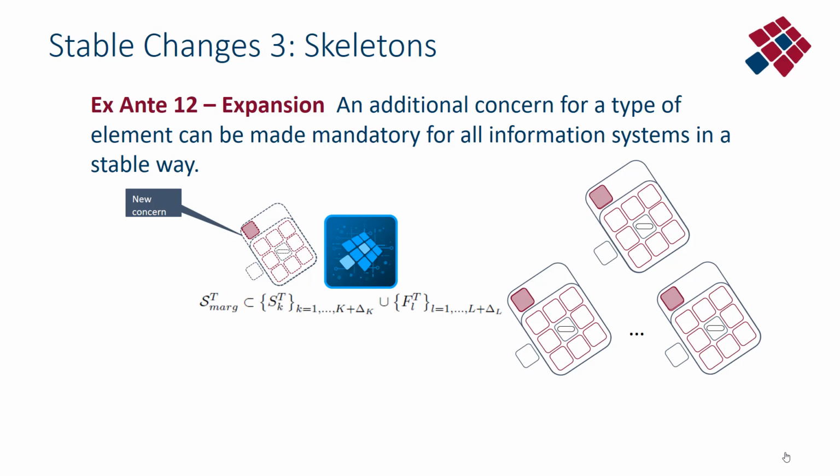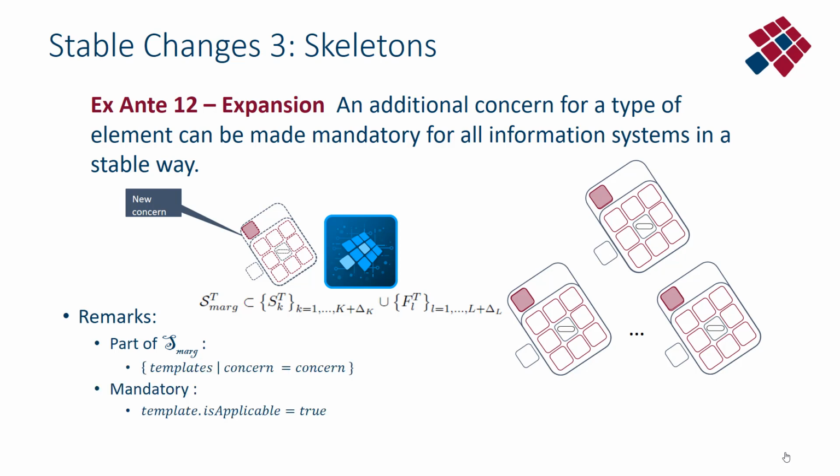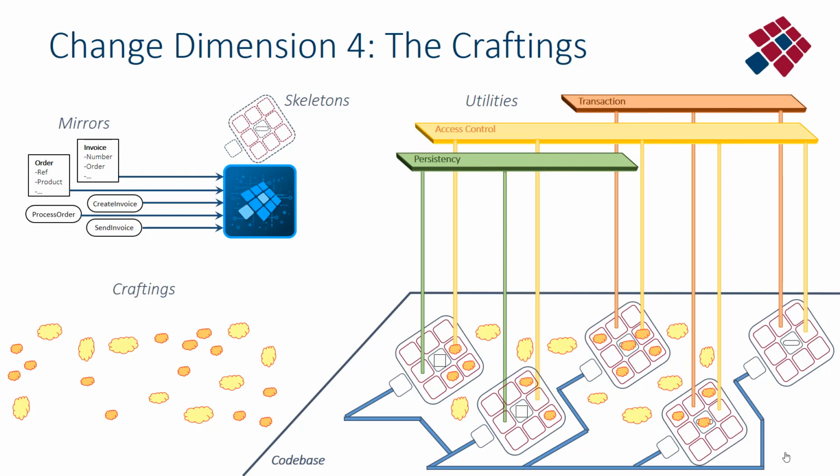So the marginal set of new versions of software primitives would be upper bounded by the set of software templates for the specific type of element as a whole, because you could not only have a new class but also maybe changes in the existing template classes. All template classes for which this is the concern, and you can make it mandatory by just demanding that that template is always applicable or true.